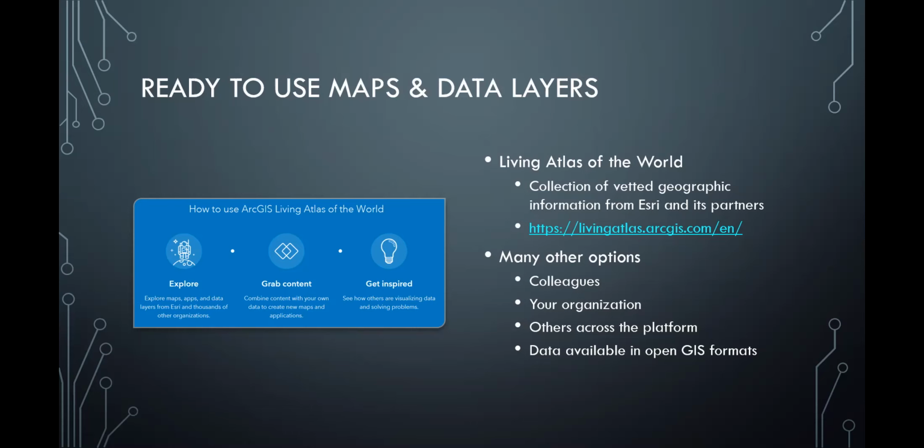So when you're looking for some data sets that might be available, say for the United States from the federal government, they could be shared through the Living Atlas. It's a good place to start for curated and authoritative data. And we'll add a layer from that resource in one of the maps we do. There's also many other options, right? Colleagues you can share data with across the platform, folks just within your organization you can share data with.